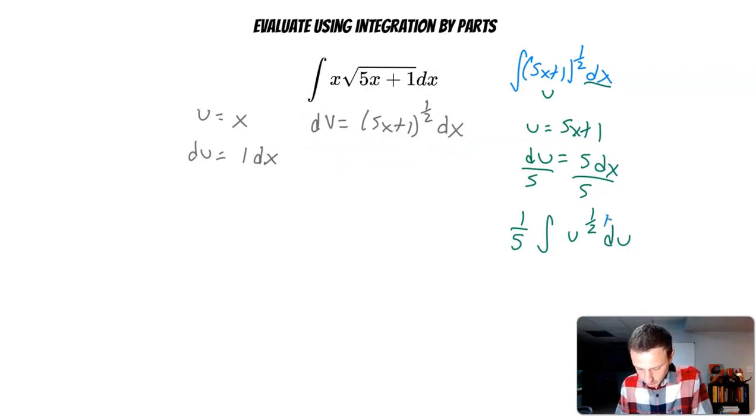So that's going to be plus 1. That's 1/2 plus 1, which becomes 3/2. That's going to be divided by 3/2, which is 2/3. So I'm just going to write that as 2/3. So I get 1/5 times 2/3 u to the 3/2.